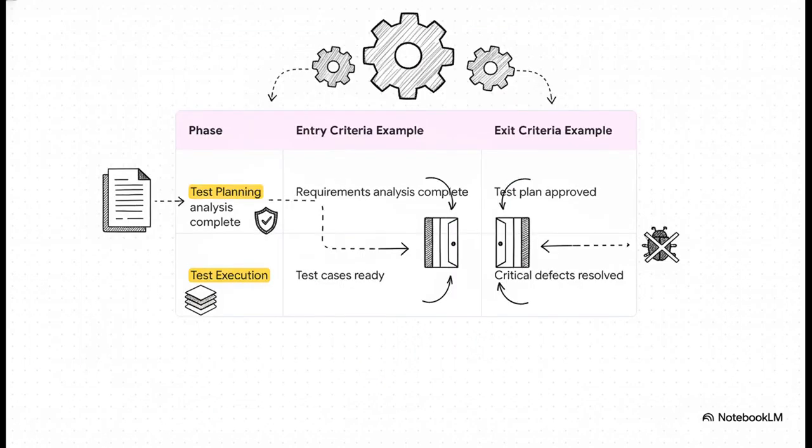Let's make this real. For instance, you literally can't start the test planning phase until the requirements analysis is 100% complete. That's your entry criteria. And you can't say you're done with test execution until every single test case has been run and all the show-stopping bugs have been squashed. That's your exit criteria. These gates are what prevent teams from just rushing ahead with half-baked work.